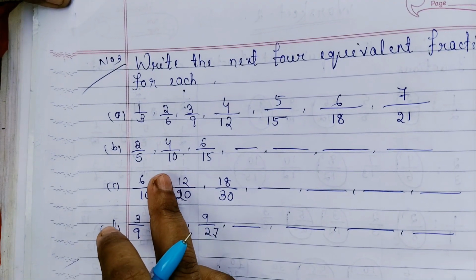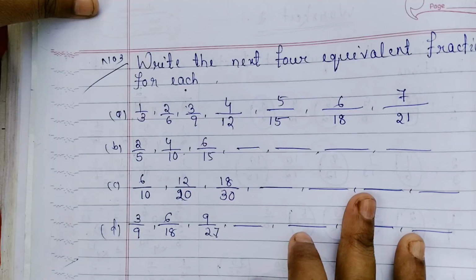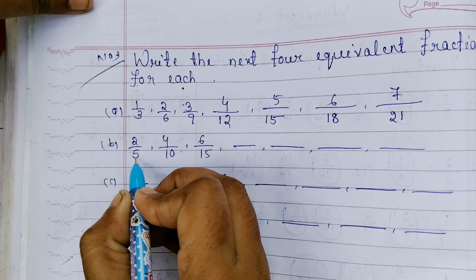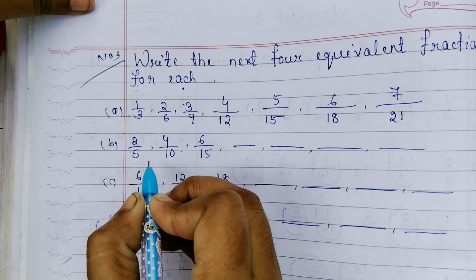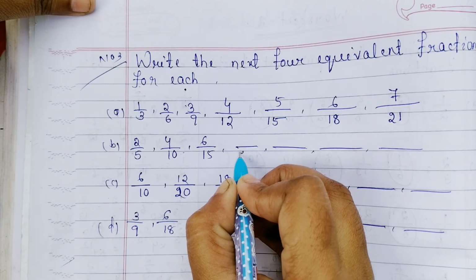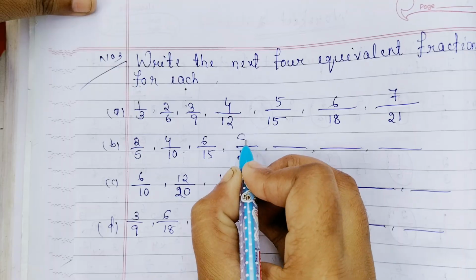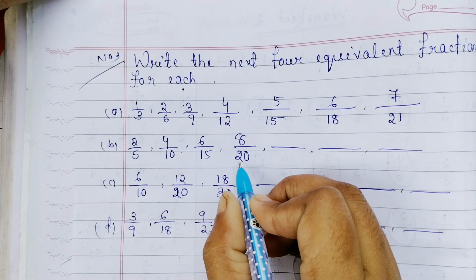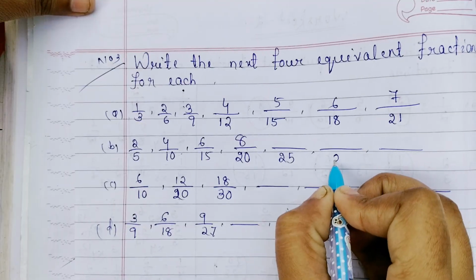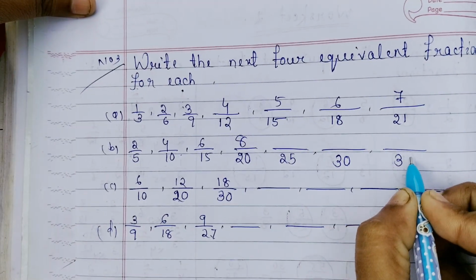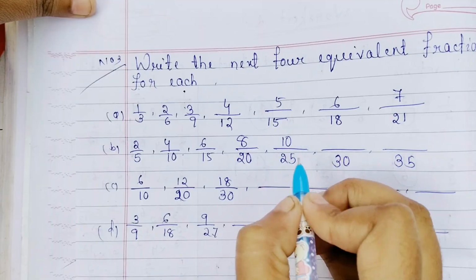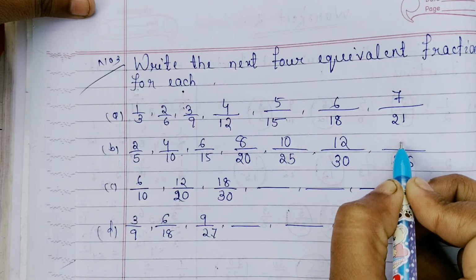Then equivalent function of 2 by 5. 5 times 2 is 10, then 2 times 2 is 4, 5 times 3 is 15, 2 times 3 is 6, 5 times 4 is 20, then 2 times 4 is 8, then 5 times 5 is 25, 5 times 6 is 30, 5 times 7 is 35, 2 times 5 is 10, 2 times 6 is 12, 2 times 7 is 14.